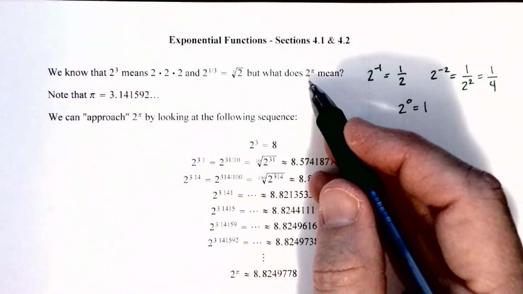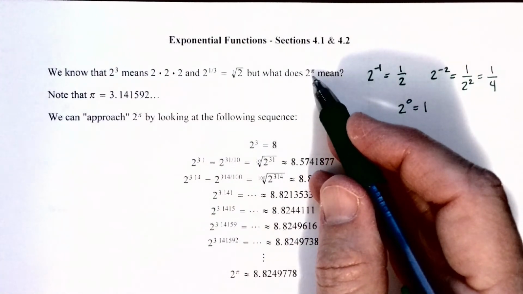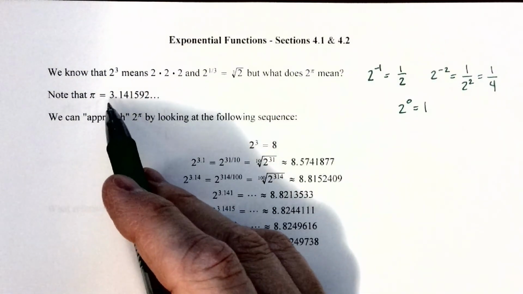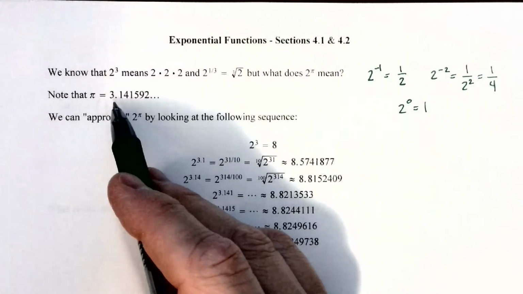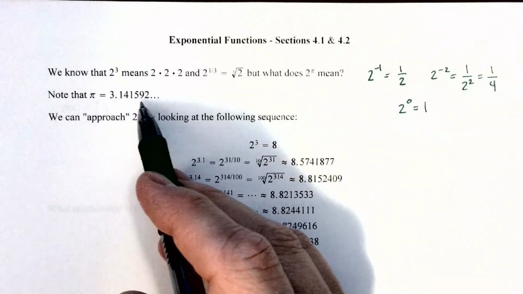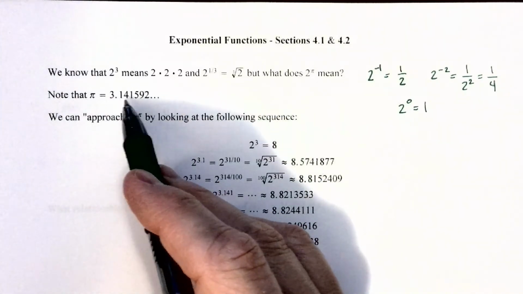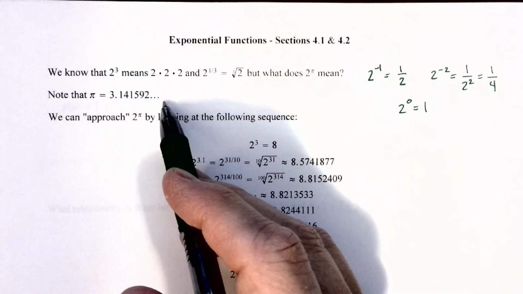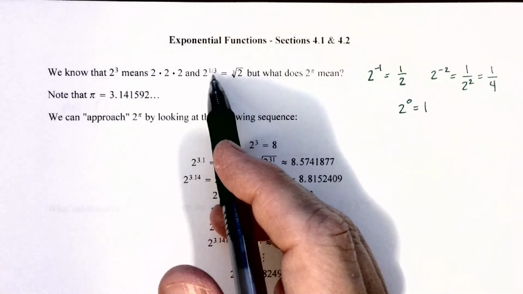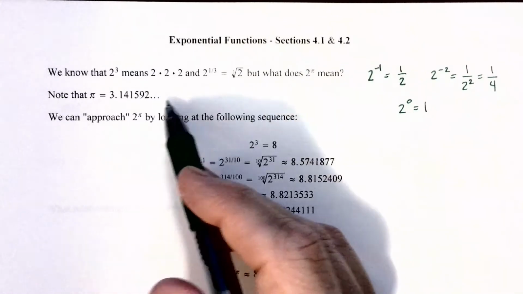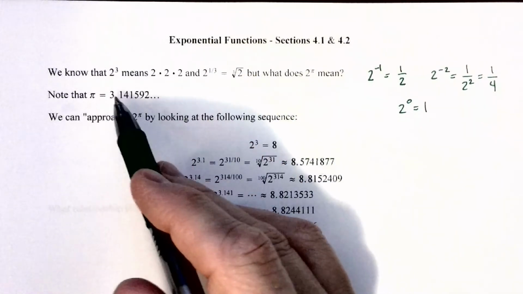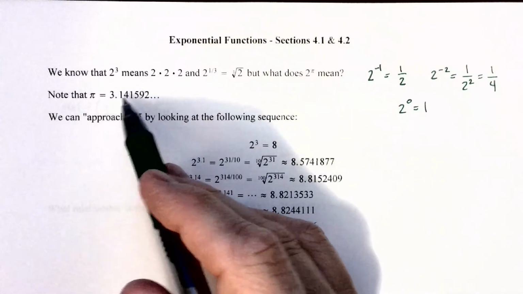But what does it mean to take 2 to, say, the pi power? And pi is an irrational number, which means if I were to write out its decimal expansion, it would not terminate, it would go on forever, and there's no repeating pattern. So like 1/3, it has a repeating pattern, it goes on forever, but it's just 0.33333 forever. And that's true for any rational number. So what do I do with an irrational number? Because I can't write that as a fraction.